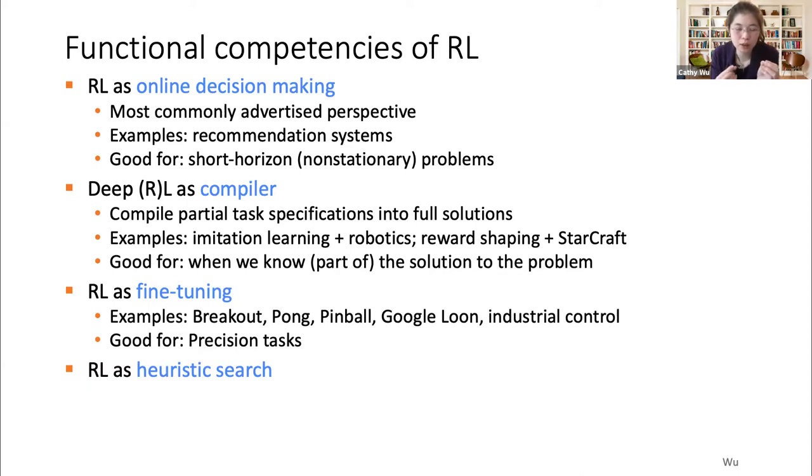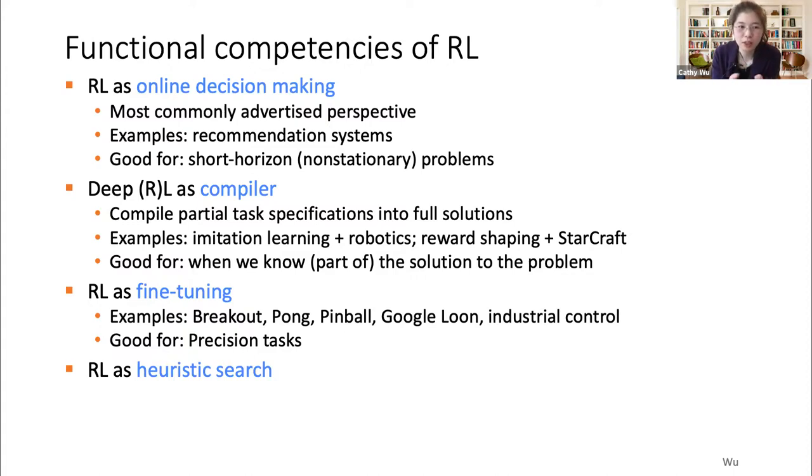One way to think about this is, when is RL better than humans? Humans are very bad at high precision tasks, especially for prolonged amounts of time. So this is another core competency, or functional competency, of RL.